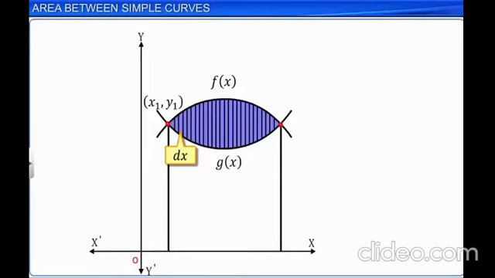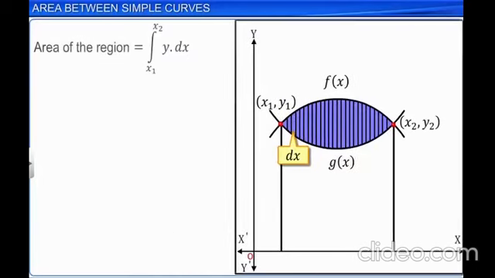The area of the region can be found by using the formula integral of y dx from x1 to x2. Here y is the height of the strip, which is equal to f of x minus g of x. Here, we are subtracting g of x from f of x, because the value of the function f of x at any given point is greater than the value of the function g of x.